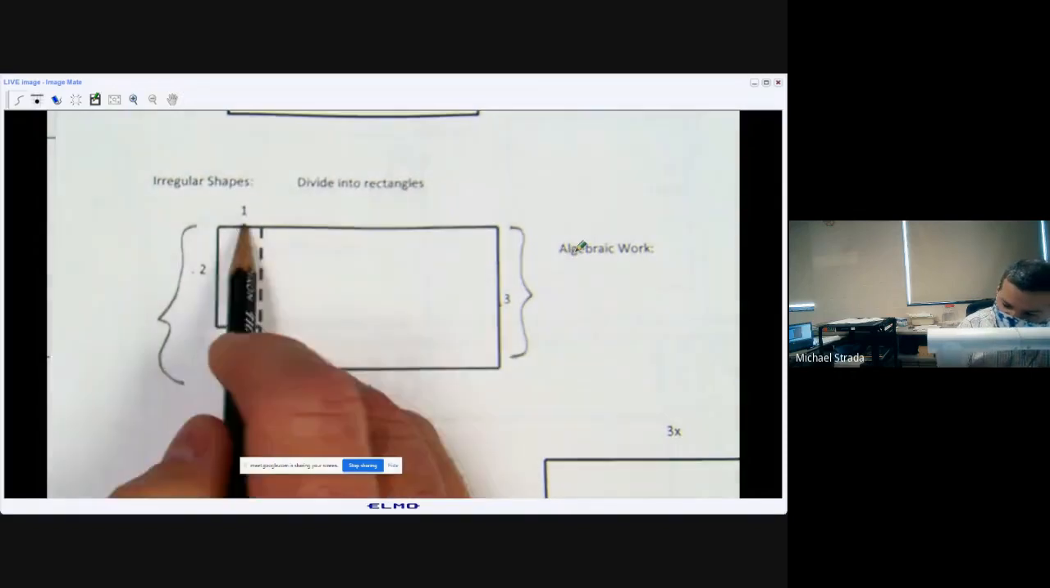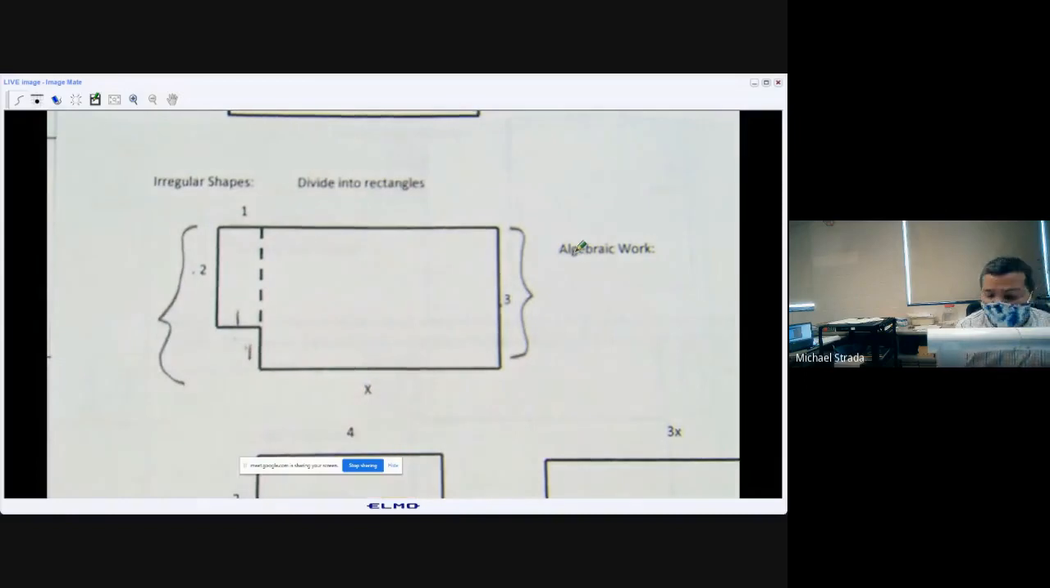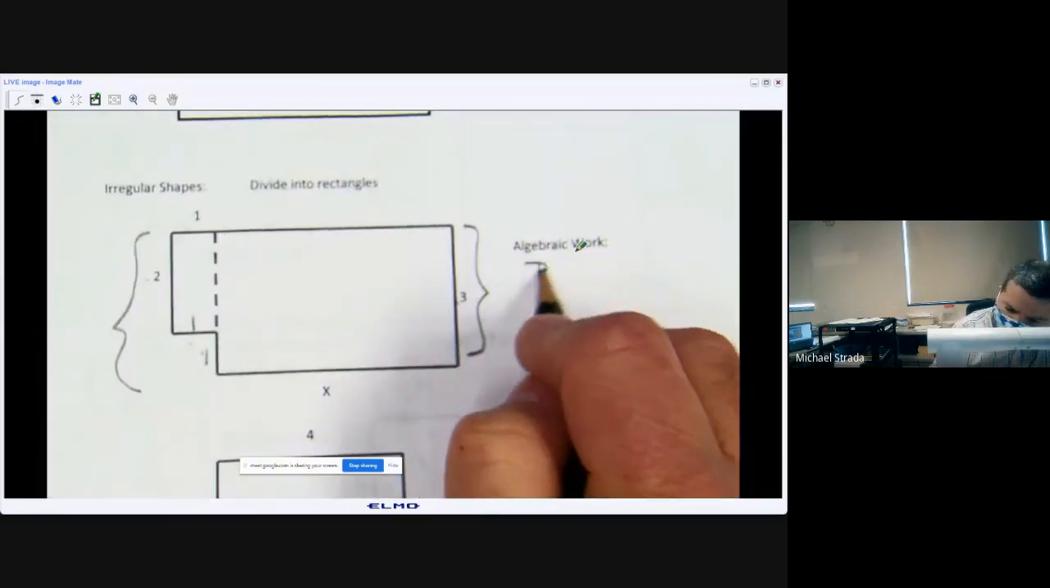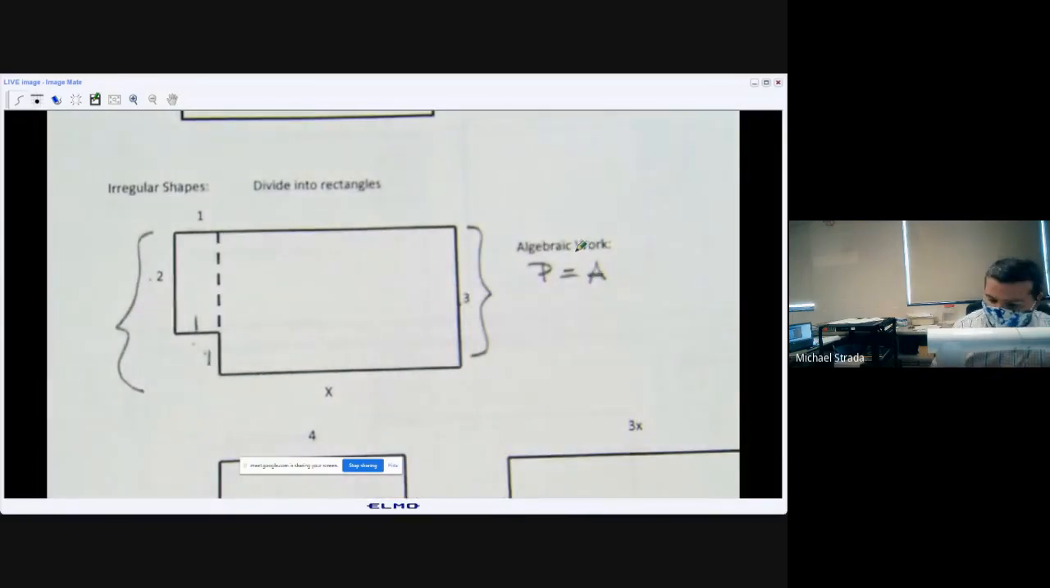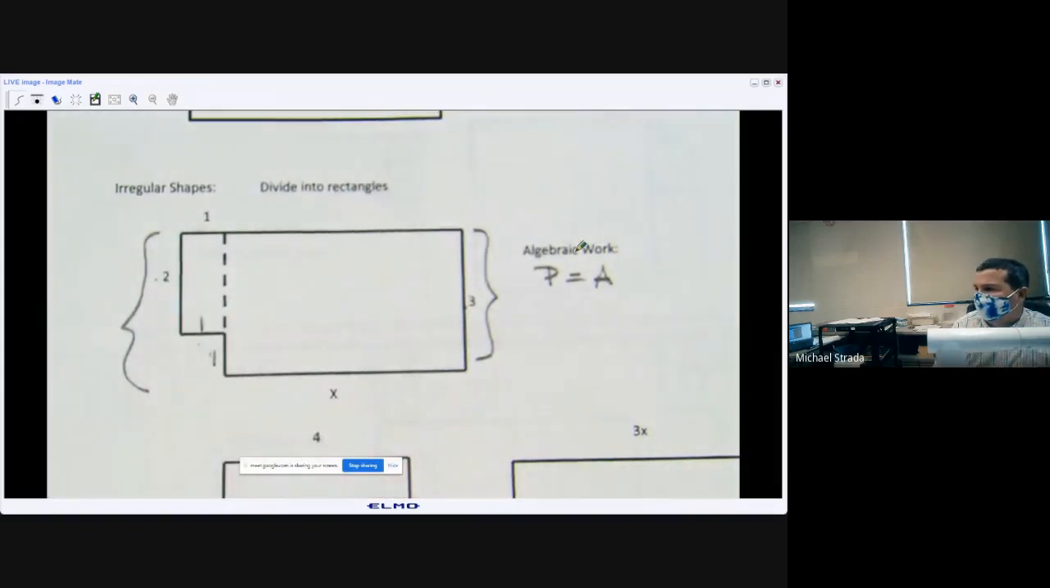And then the same thing here. If that's 1 up there, what should it be down there? 1. And still, same thing. Perimeter equals area, and you set it up from there. To do perimeter, you're just going to add up all the sides. To do the area, you're just going to do the separate rectangles like we did.